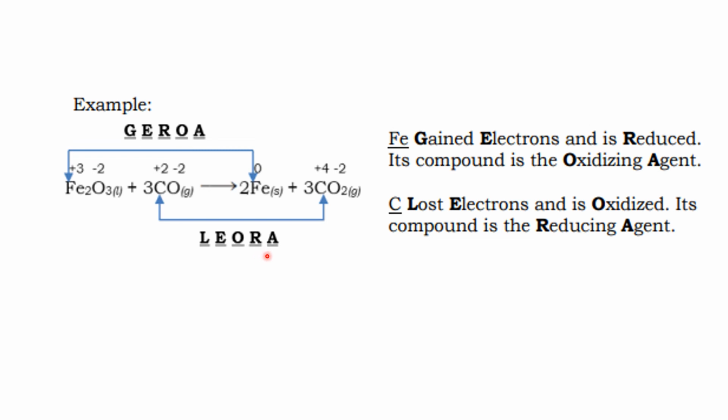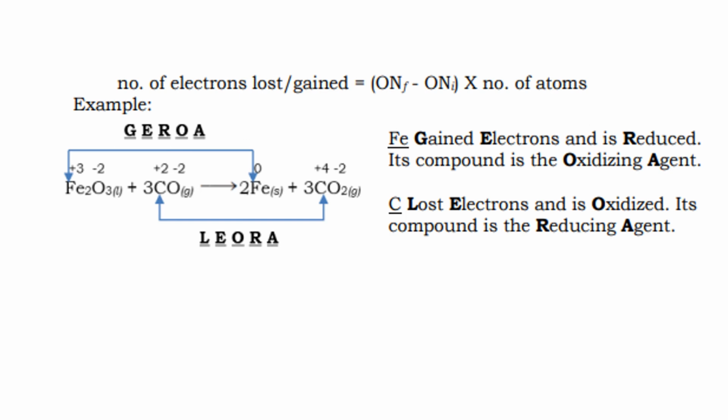Now, how do we balance the number of electrons lost and gained? So as I said, the first thing to do is to balance chemically the reaction. That's why we need to add the necessary coefficients to make sure that the number of atoms of each element in both sides of the equation are the same. Because balancing the number of electrons lost and gained needs the equal number of atoms of each element in both sides of the equation.